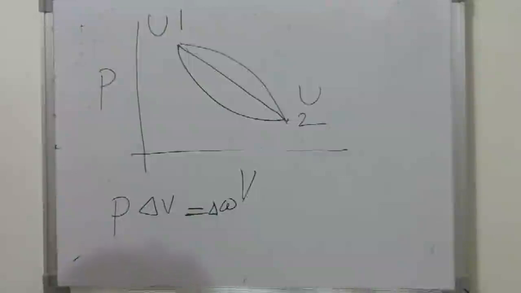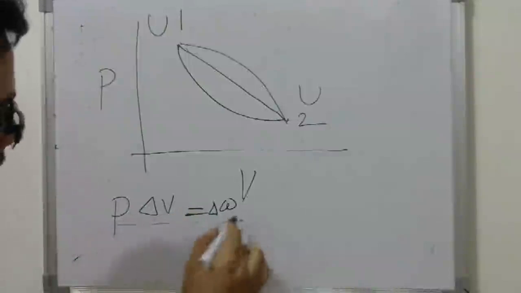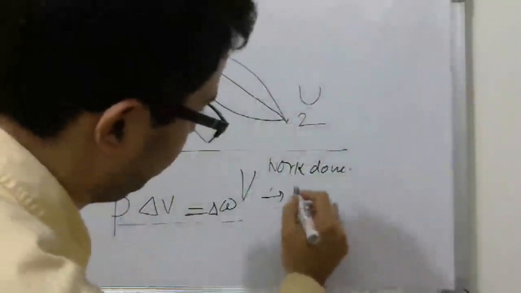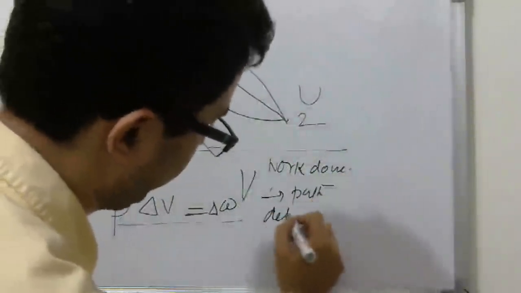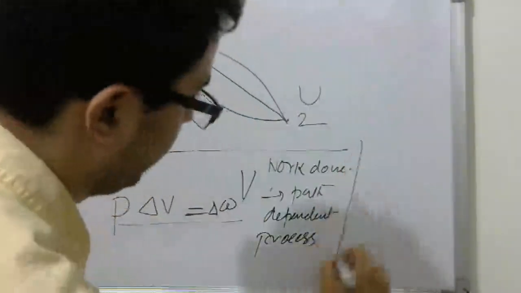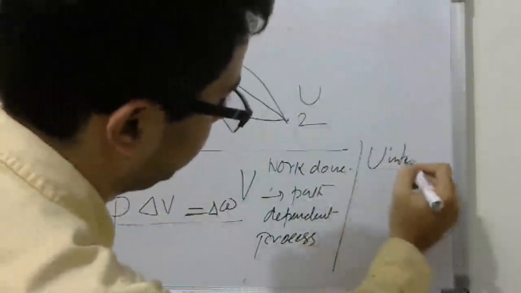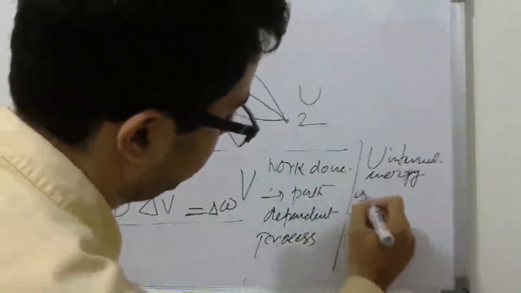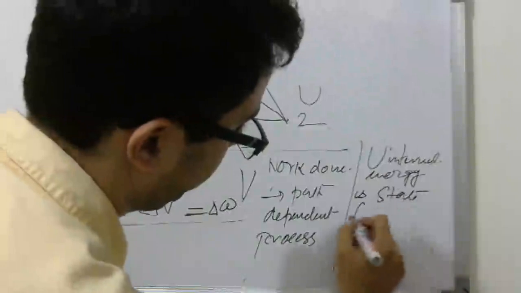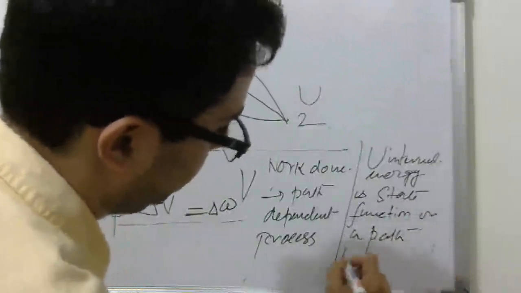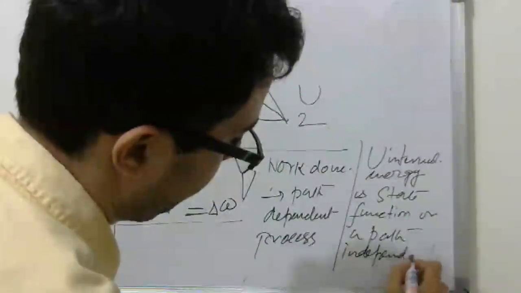Okay, so now moving on to the next thing. But if you see the work done, so work done is a path dependent process. And internal energy is a state function, or a path independent process, right?